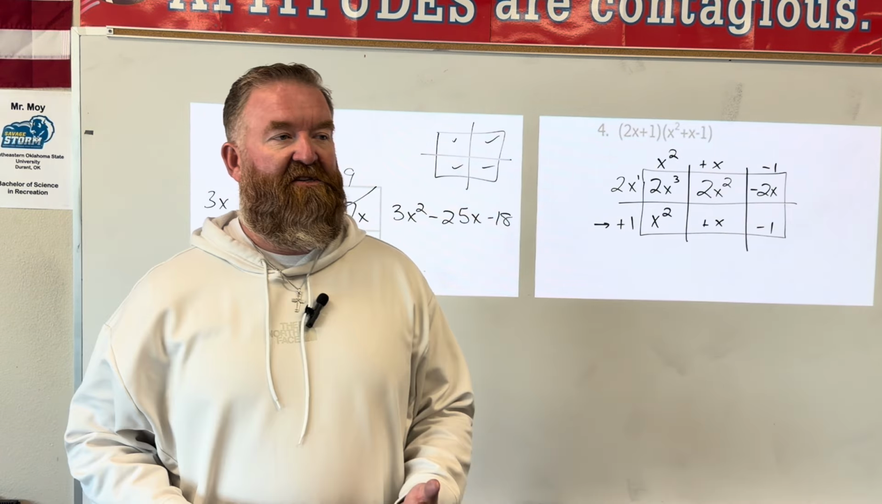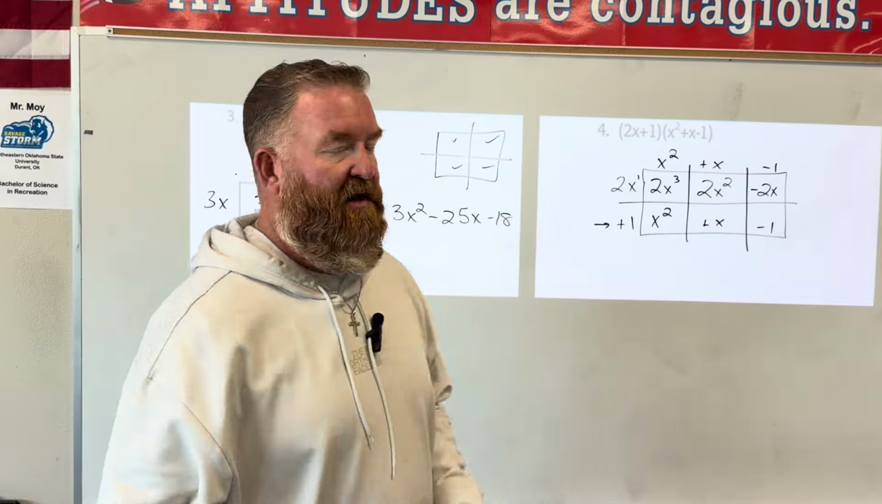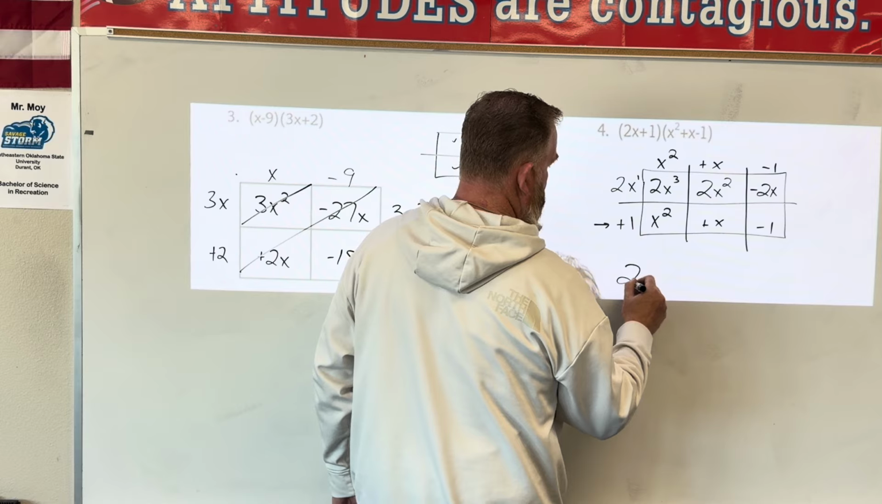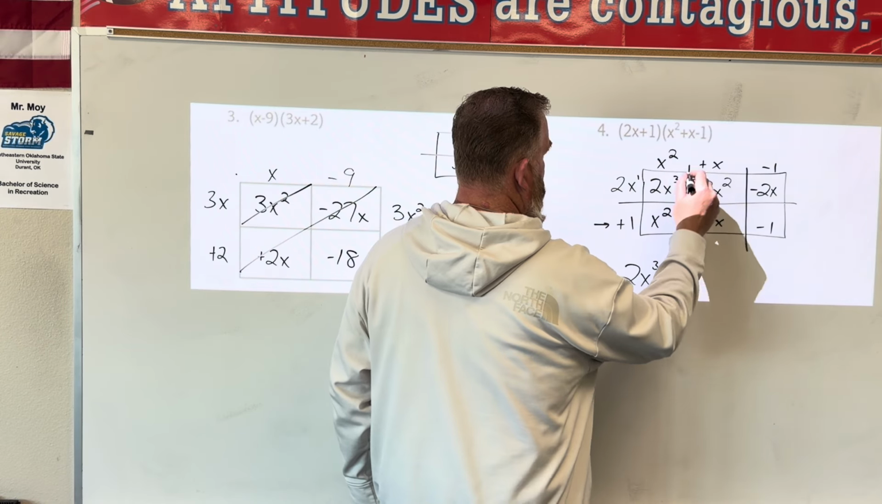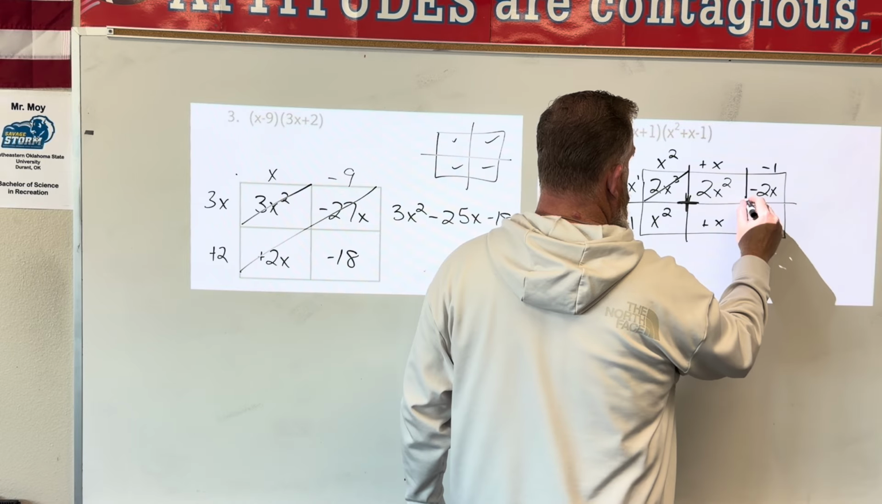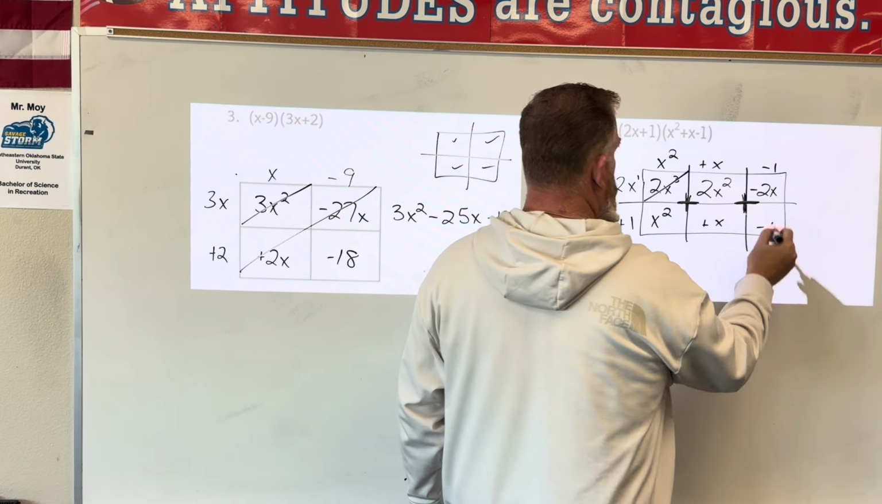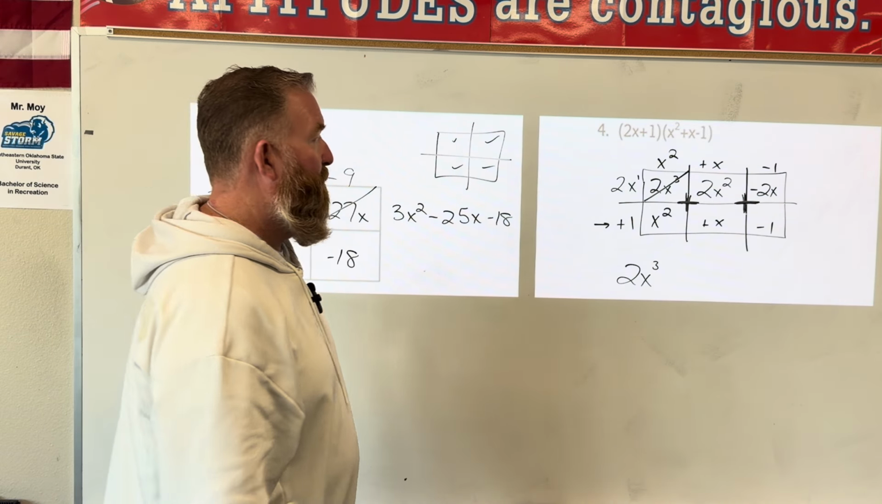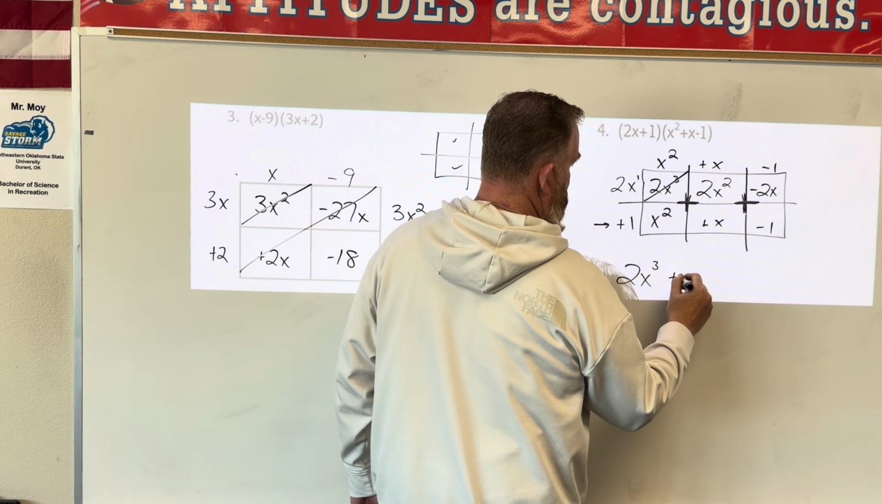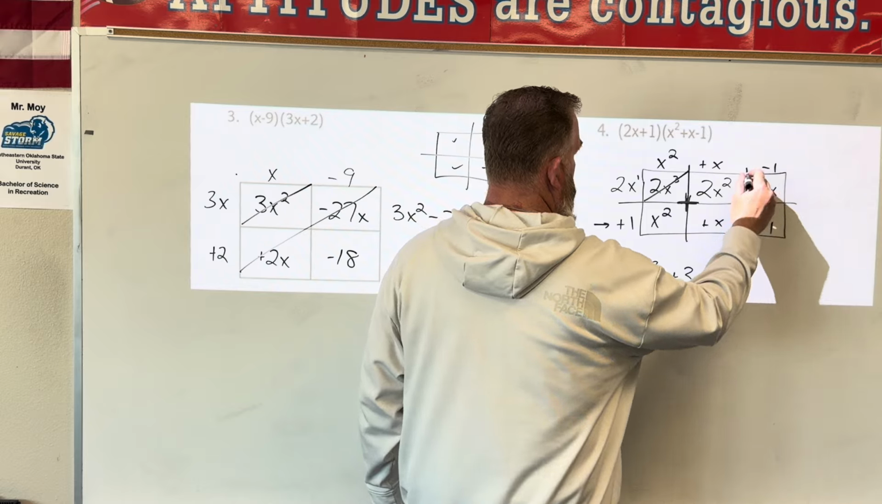Where did I always tell you to start? Which box? Top left-hand corner. What is it? 2x to the power 3. Done. Now add these. I'm going to put a plus sign there because I want to add them now. What is 2x squared plus 1x squared? Positive 3x squared. Yes?